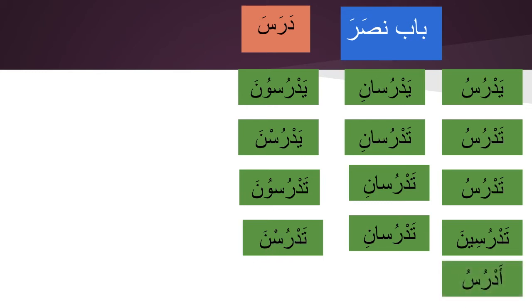Ana adrusu. So here you see there is no fa'il attached. So here it's called mustatir, and the estimation is ana adrusu. Nahnu nadrusu. So again here the fa'il is not attached, so it is mustatir, and the estimation is nahnu.